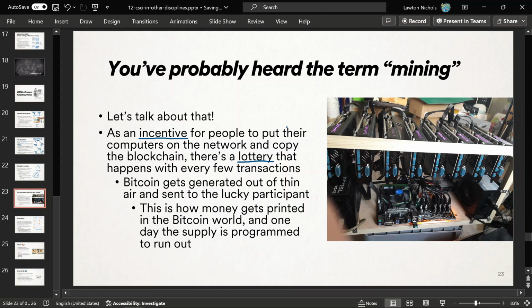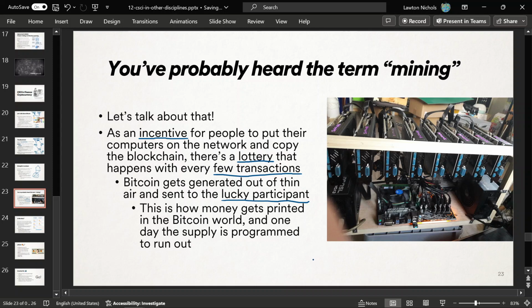There's a little lottery that happens. Every few transactions, they go together, and the first computer that wins this lottery gets some Bitcoins made out of thin air. That's how you mine Bitcoins, like you've got a little pickaxe into the virtual earth or something. So a little lottery happens, and that creates Bitcoin. That's how the first Bitcoins got made. Somebody won that lottery, so Bitcoin gets generated out of thin air and sent to one lucky person, and they have some extra Bitcoins in their account. That's how money gets printed, essentially.